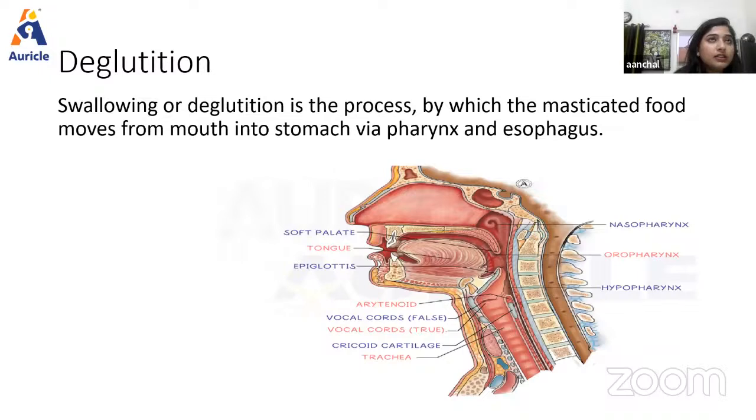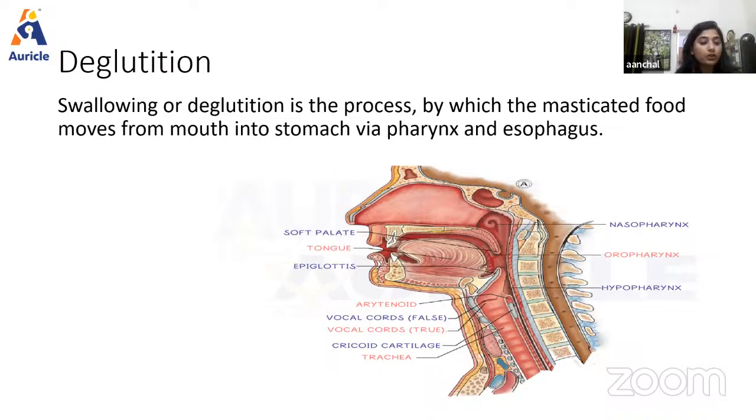Then the last muscle that we have, the buccinator, which is also a muscle of mastication. It is the accessory muscle of mastication which prevents accumulation of food between the cheek and teeth. In the absence of these muscles, obviously there will be accumulation of food between cheek and teeth. So this is a very important muscle, and that's why it is also known as accessory muscle of mastication.